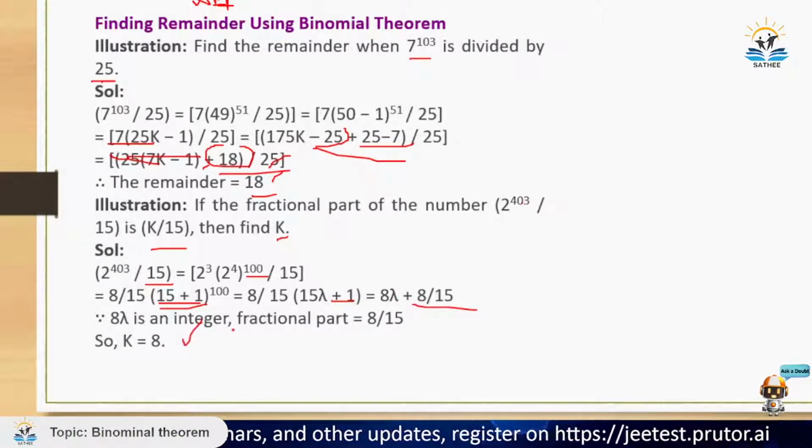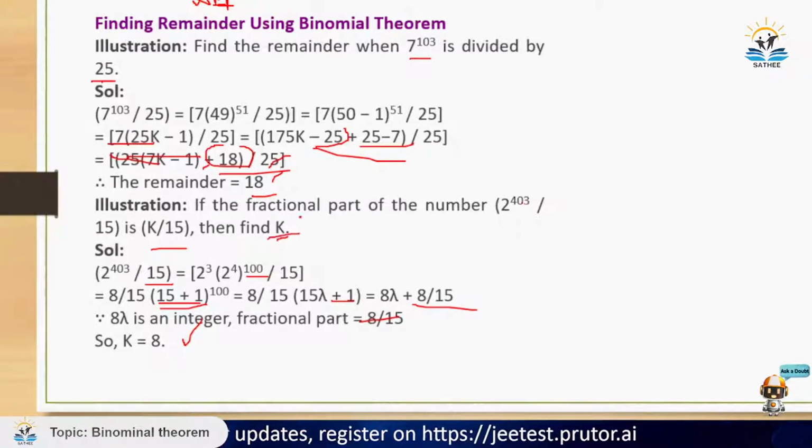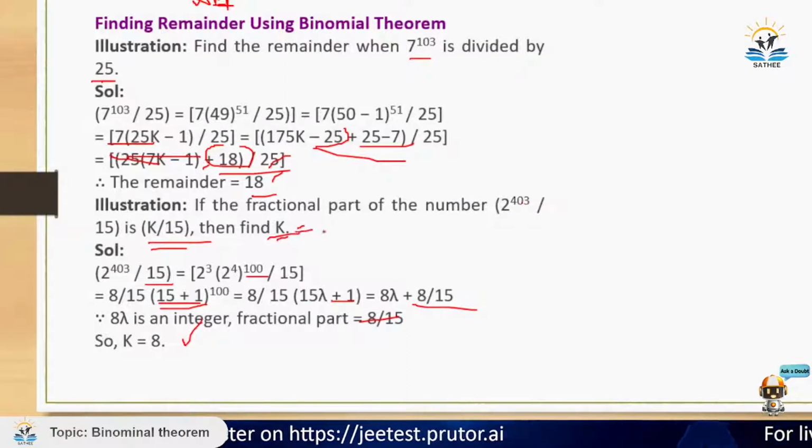So the remainder would be 8. The fractional part is 8 by 15. So k is equal to 8. 8 by 15 is given to you, and what is asked is the value of k. So the value of k is equal to 8.